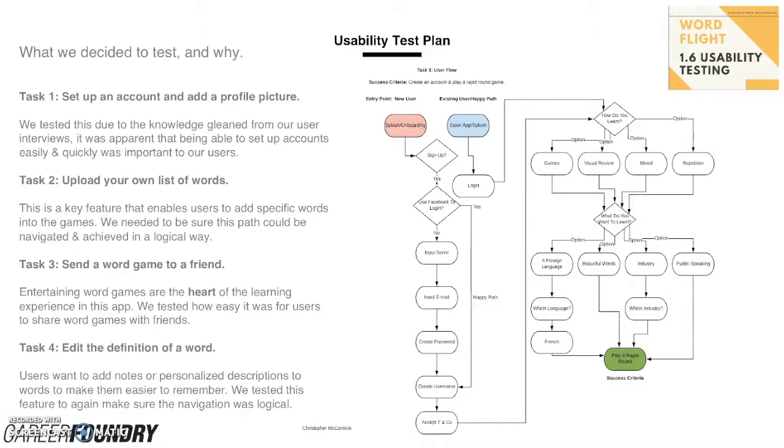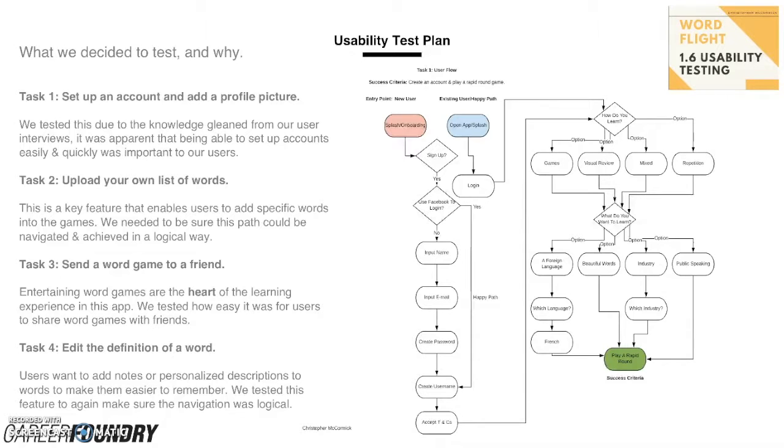Number 2 is to upload your own list of words. This was important for Louise because she might need specific sets of words for public speaking one day, and then she might want key language phrases on the next day. So she needs to have an option to be able to upload her own words.